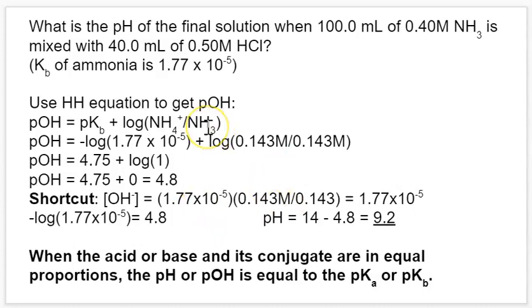And I set up this problem to have the ratio be 1 on purpose, because this shows us something important about mixing acids and bases. When the conjugate acid and base are in equal proportions, the second term ends up becoming 1, and the log of 1 ends up becoming 0. So that means when the acid or base and its conjugate are in equal proportions, the pOH or the pH is going to be equal to the pKb or the pKa. And this is actually going to be really important later. You'll see why in a bit.